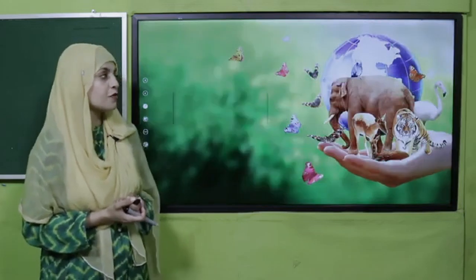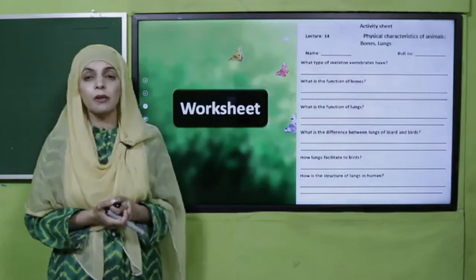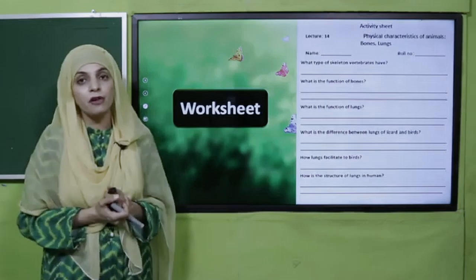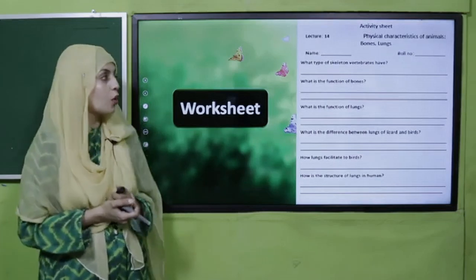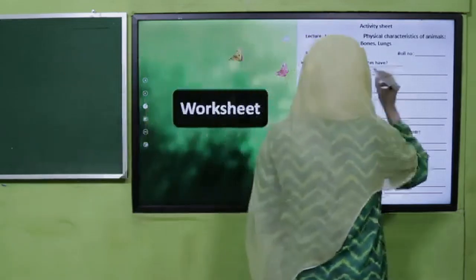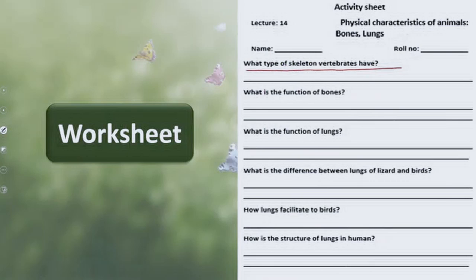Now is the time for practice. For practice, you can download this worksheet from the description box below this video, or you can get it in print from your teacher. So write down your name and your roll number. Then what type of skeleton do vertebrates have? Internal skeleton, which is called endoskeleton.